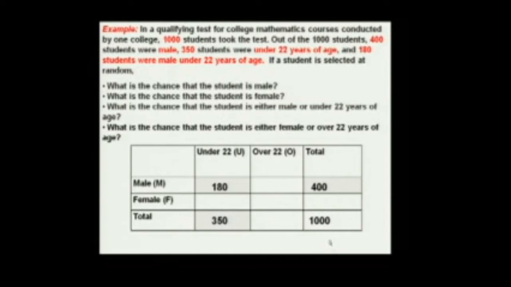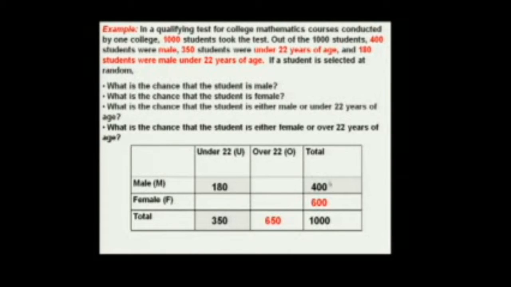The total was 1,000, the total male was 400, the total under 22 was 350, and the male and under 22 total was 180. Now once we do that, we can complete the table in many different ways. Since we know the totals, we can always find the missing number. For example, we have 1,000 here, so if this is 350, then this will have to be 650, meaning the 350 plus 650 will give us the 1,000.